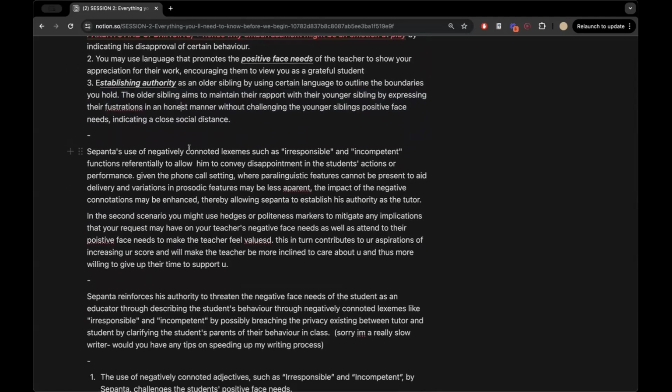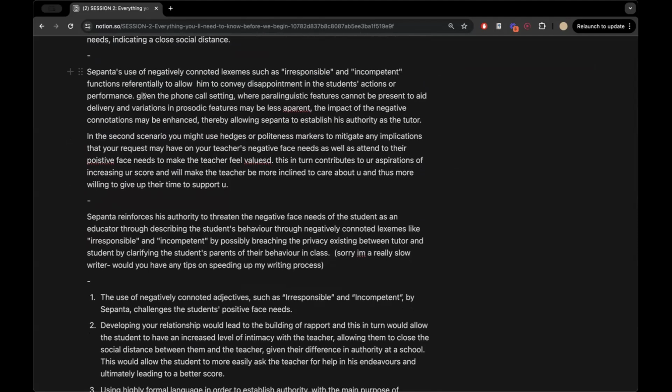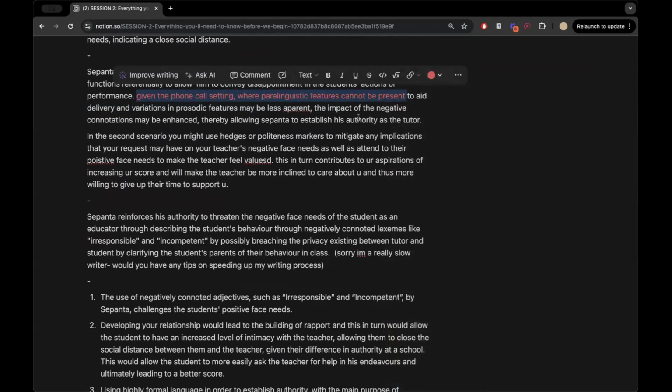Really good stuff. Sapanta's use of negatively connoted lexemes such as irresponsible and incompetent, referentially to allow him to convey disappointment in the students' actions. Given the phone call setting where paralinguistic features cannot be present, oh my goodness. This is raw 45 plus level thinking. This is incredible. I have to give it a green.